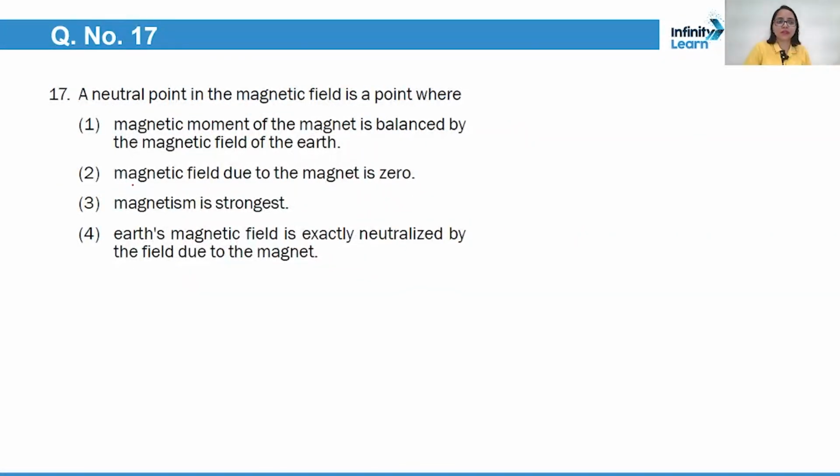Next is question number 17. A neutral point in the magnetic field is a point where the Earth's magnetic field is exactly neutralized by the field due to a magnet. Right? So correct answer will be option 4.